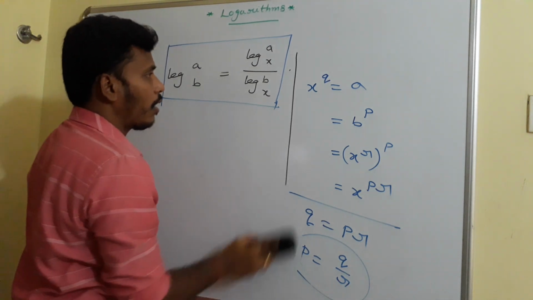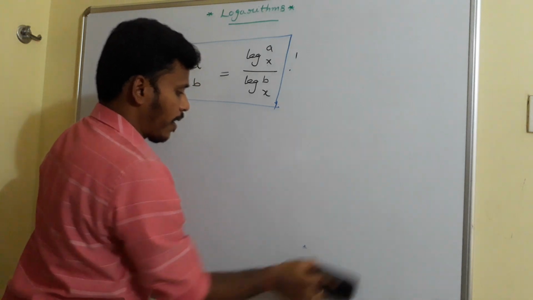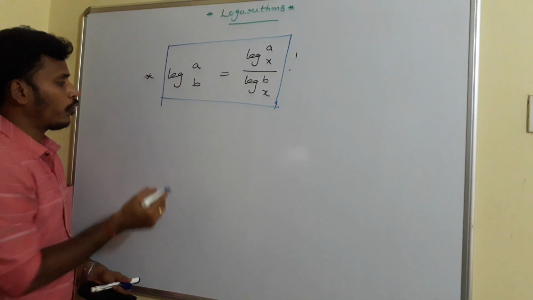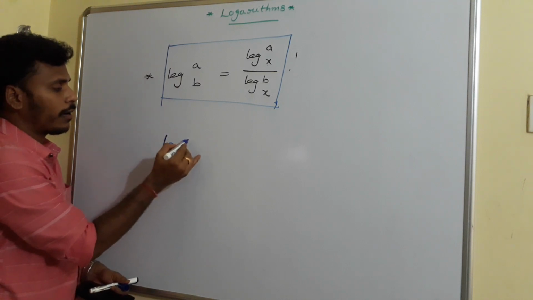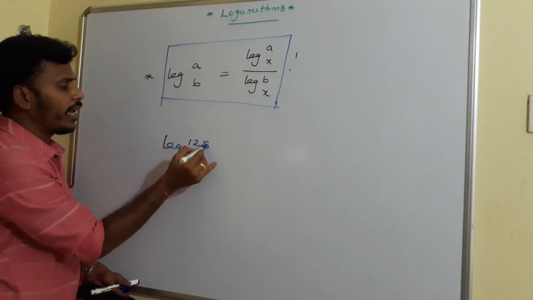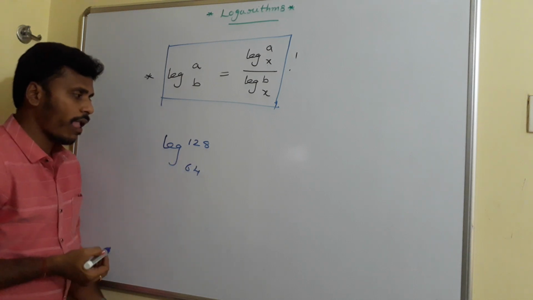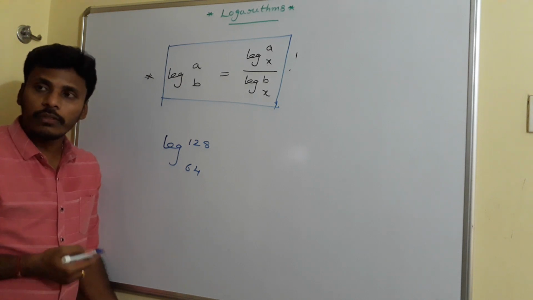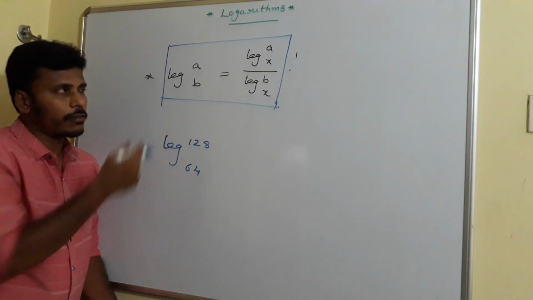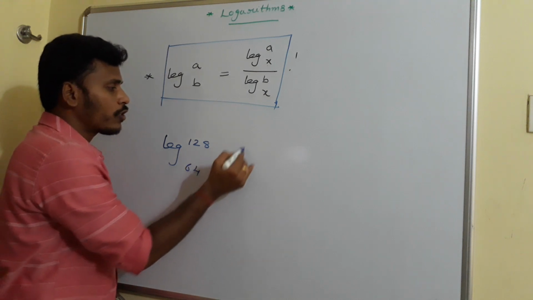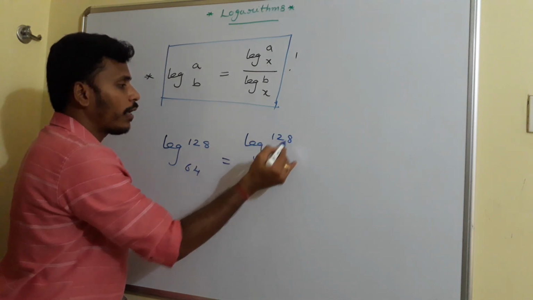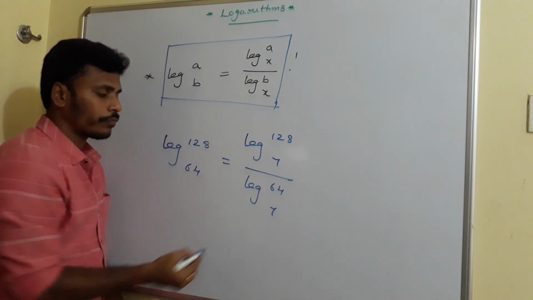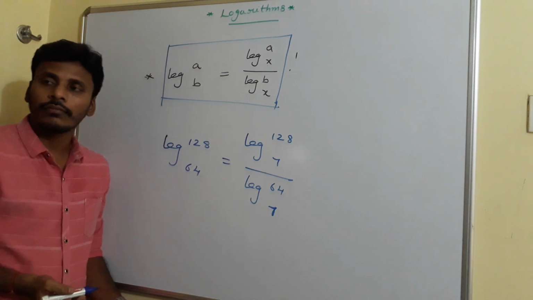Now, see one example related to this. For suppose I have the logarithm of, you may take 128 base 64. Logarithm of 128 base 64. How to simplify this? How to get the value? With the support of this law, I have different chances to take. Logarithm of 128 base 7 divided by logarithm of 64 base 7. Why only 7? I just wrote 7.